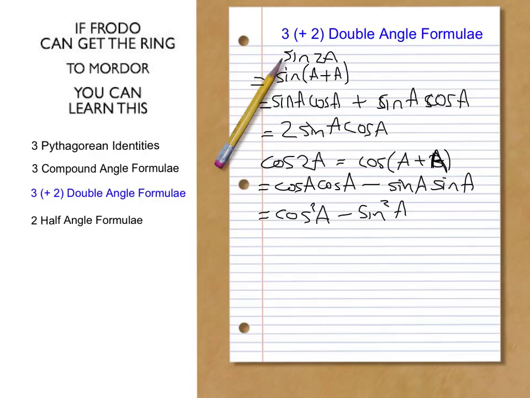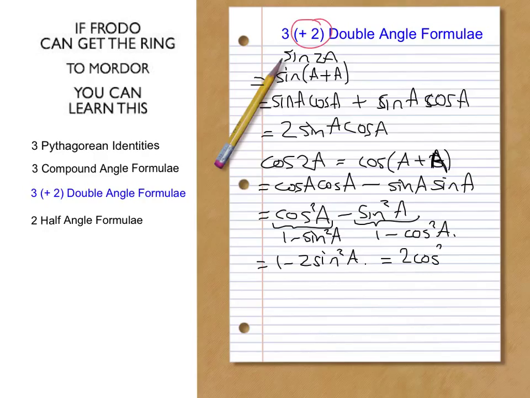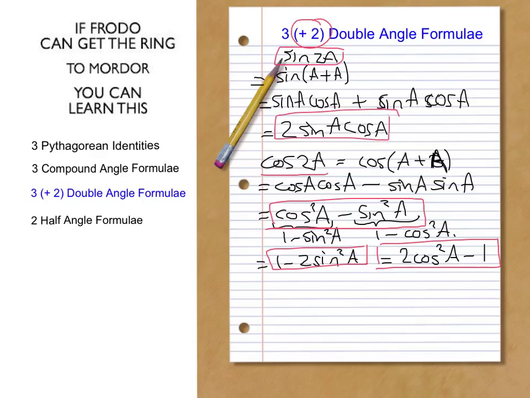Now we get a couple of bonus ones here, that's why it's got plus 2 up there, because actually now I could replace the cos squared with 1 minus sine squared A. That would give me 1 minus 2 sine squared A, or I could replace the sine squared A with 1 minus cos squared A, and that would give me 2 cos squared A minus 1. So actually you get a couple of bonus ones there. You can have cos 2A is cos squared A minus sine squared A, or 1 minus 2 sine squared A, or 2 cos squared A minus 1. Sine 2A is just 2 sine A cos A.